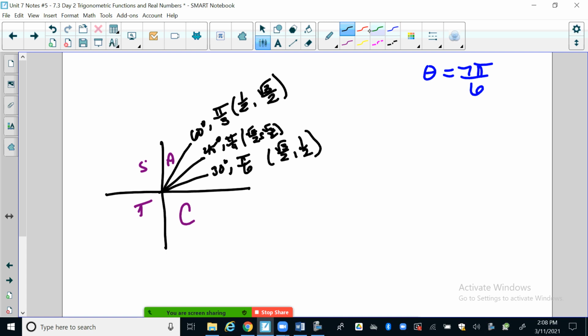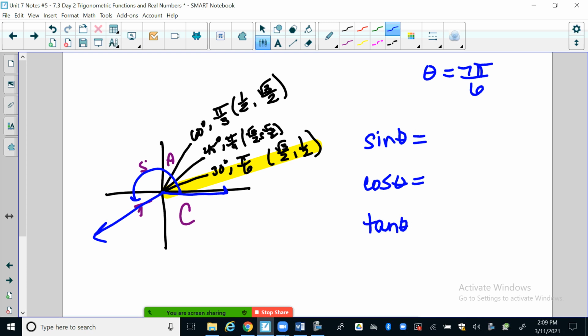So 7 pi over 6 will refer back to pi over 6. But since 7 pi over 6 is in quadrant 3, if I were to graph the angle 7 pi over 6, that angle right there, I know that, let me write these out real quick.